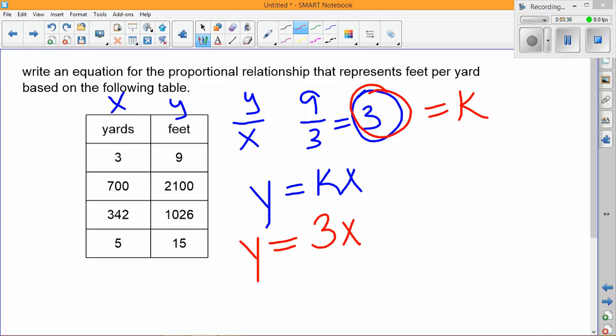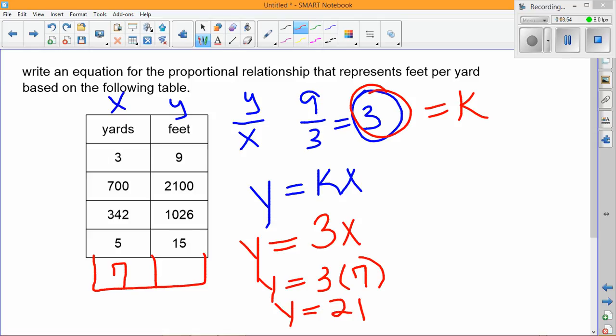And we can plug this in to find other values on the chart. So say I didn't know how many feet were in 7 yards. I can take that 7 and plug it in for x. And I will get y equals 21.